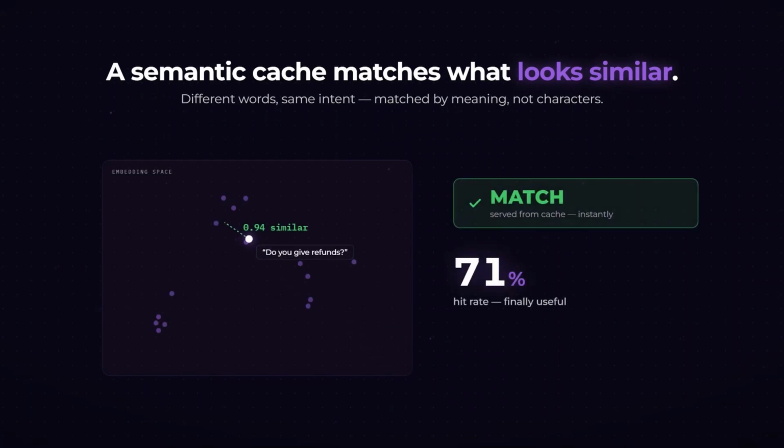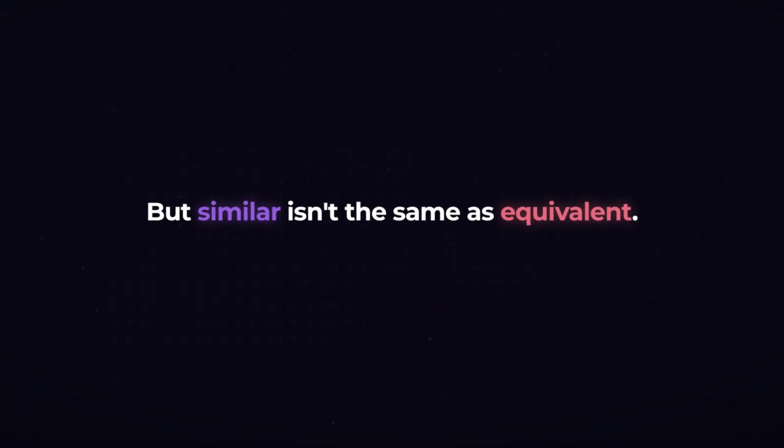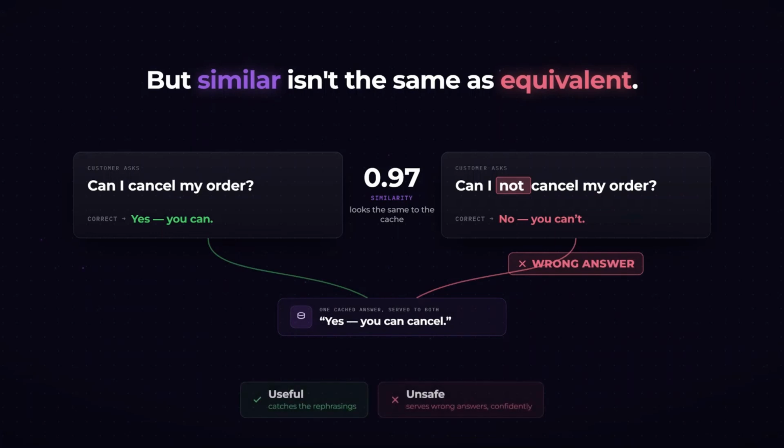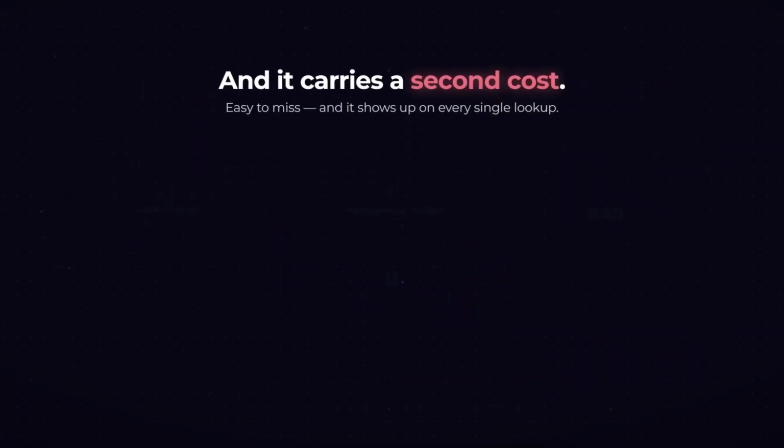A semantic cache tries to solve that by matching requests that look similar. The problem is that similar is not the same as equivalent. Two queries can appear nearly identical while carrying fundamentally different meanings, leading to completely different answers. So a semantic cache starts serving wrong answers confidently to real customers. Useful, but unsafe. And it carries a second cost, one that is easy to miss.